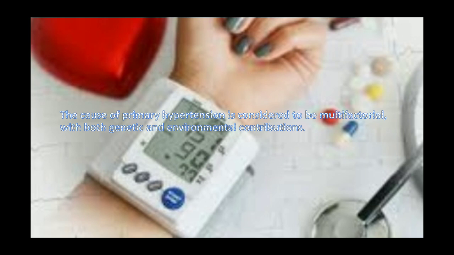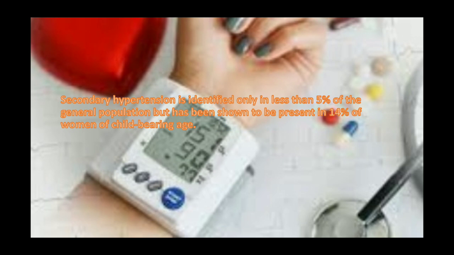The cause of primary hypertension is considered to be multifactorial with both genetic and environmental contributions. And secondary hypertension is identified in less than 5% of the general population, but has been shown to be present in about 14% of women of childbearing age. So we have to remember this.